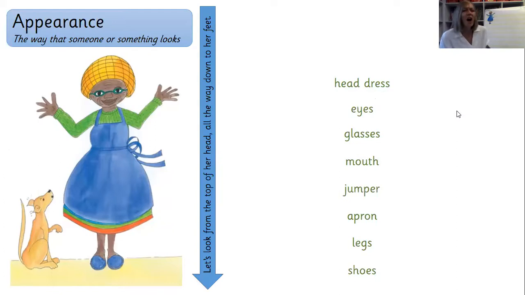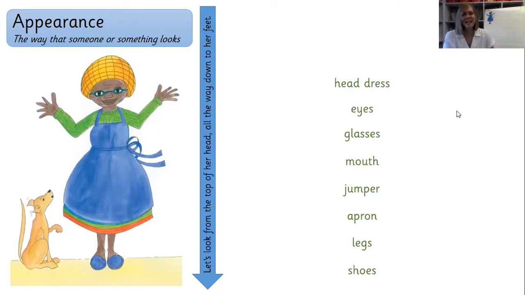Now today, I want us to have a look at the appearance of Gogo. So what does appearance mean? Well, appearance is the way that someone or something looks. So we can have a look all the way down from the top of their head, all the way down to their toes. And it's what we can see, what a person looks like. So I've had a go here at looking at Gogo. And I've started from the very top of the picture, right at the top of her head. And I've gone all the way down her body to the tip of her toes.